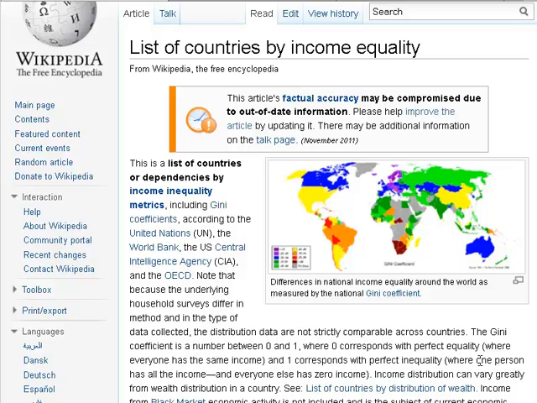And again, I'm going to be looking at a Wikipedia page. So this time I'm going to look at the list of countries by income inequality. What I was wondering was, what is the wealth distribution like in Ireland?